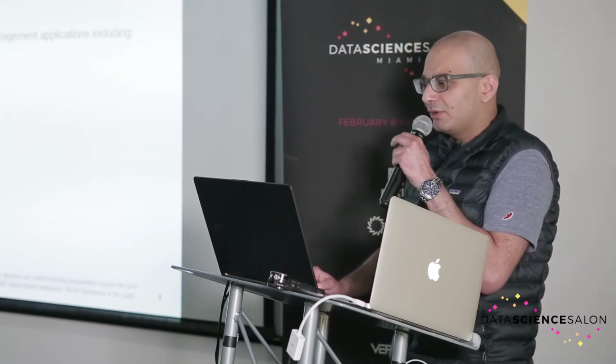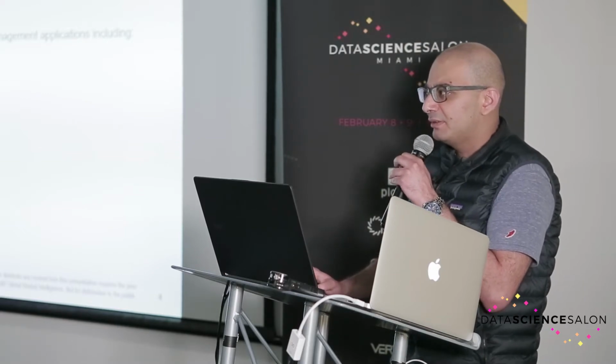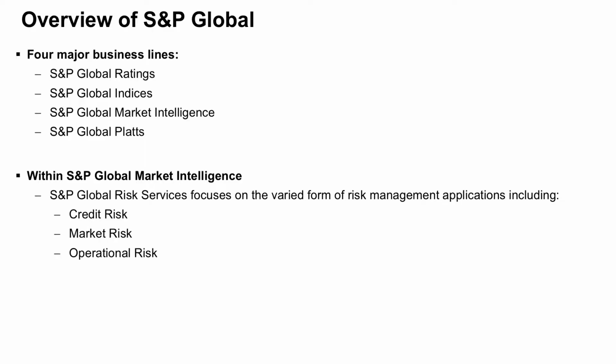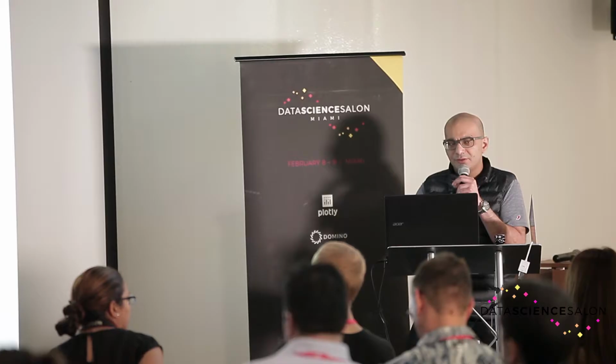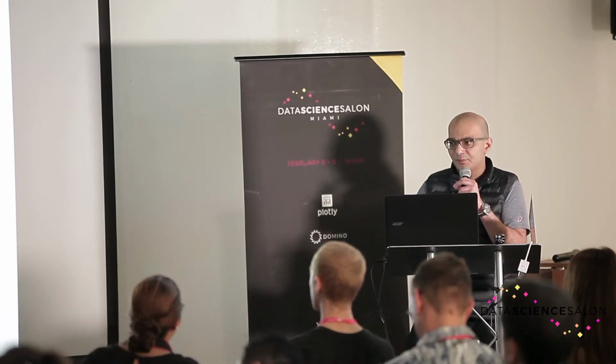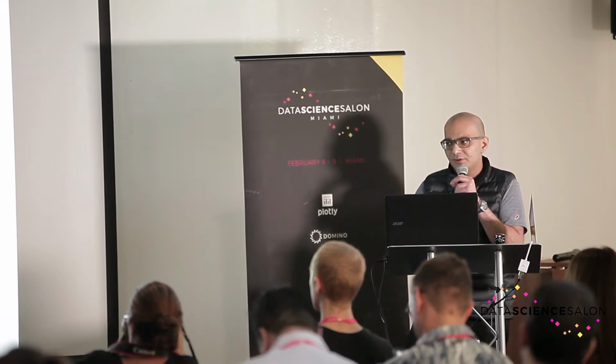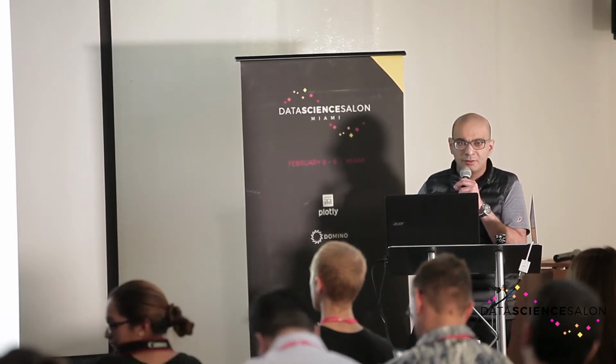So S&P Global is really composed of four major business lines. First one being ratings, then indices, then market intelligence, which is my department, a data analytics platform, and then Platts, which is focused around energy. Within S&P Market Intelligence, there's a risk services team, which is my team, and we really focus on credit risk, market risk, operational risk. So our audiences are typically fixed income portfolio managers, credit analysts, folks who are quite technical, to be honest. But there's a balance, and you'll see that later.